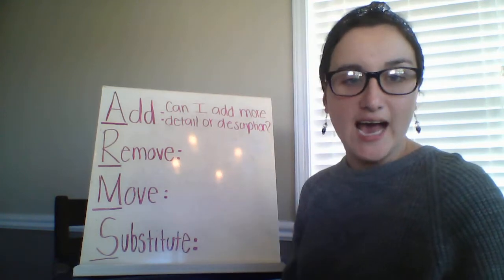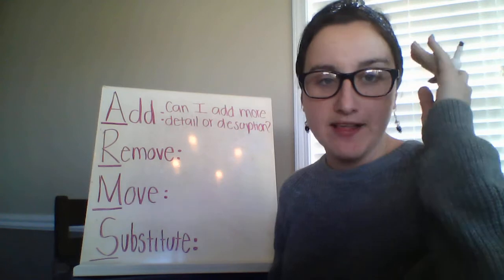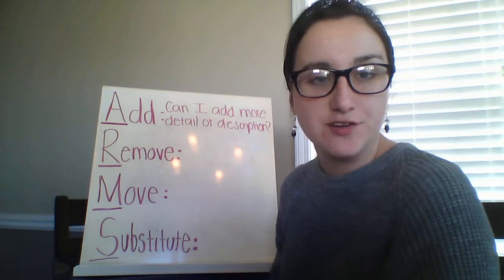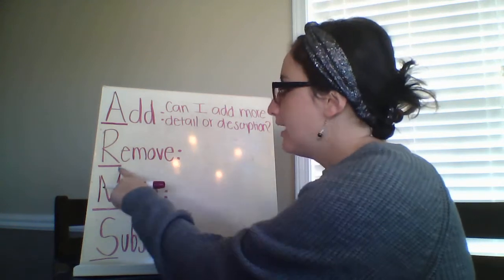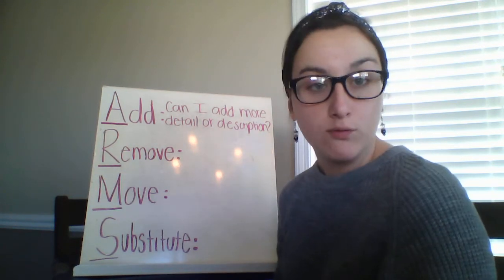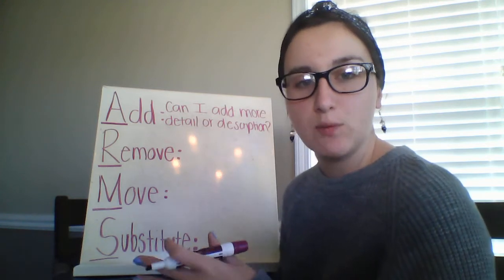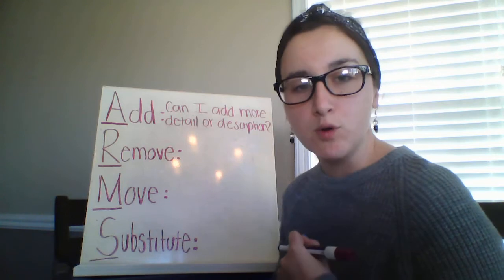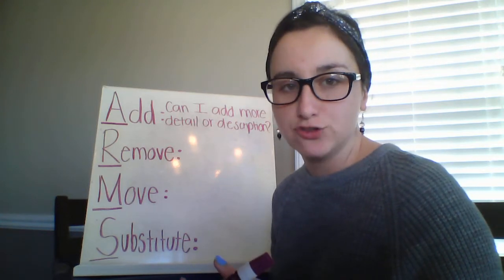Can I add more detail and more description to my writing? That's one question you want to ask yourself when you are looking at your rough draft. Now R stands for remove. So if I'm looking at my rough draft, I would want to ask myself, what can I remove or take away in order to make the writing stronger?